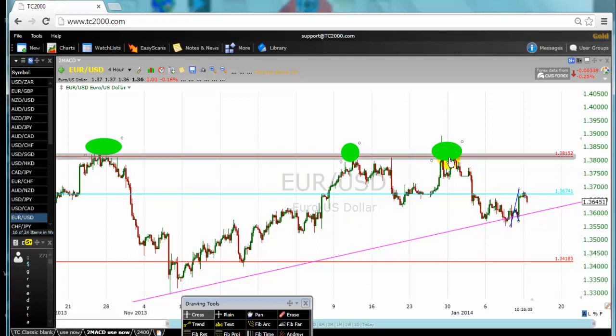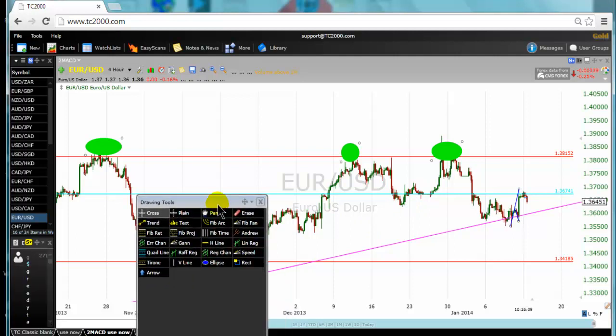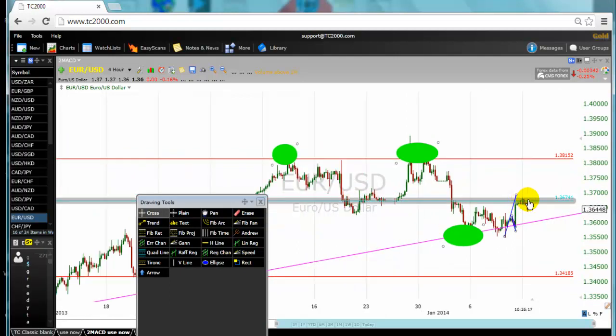So from this triple top, there was a low here. Very important for us to see a lower low. So there was a lower low. Now we have here a kind of a lower high being formed here. This is the definition of a downtrend.